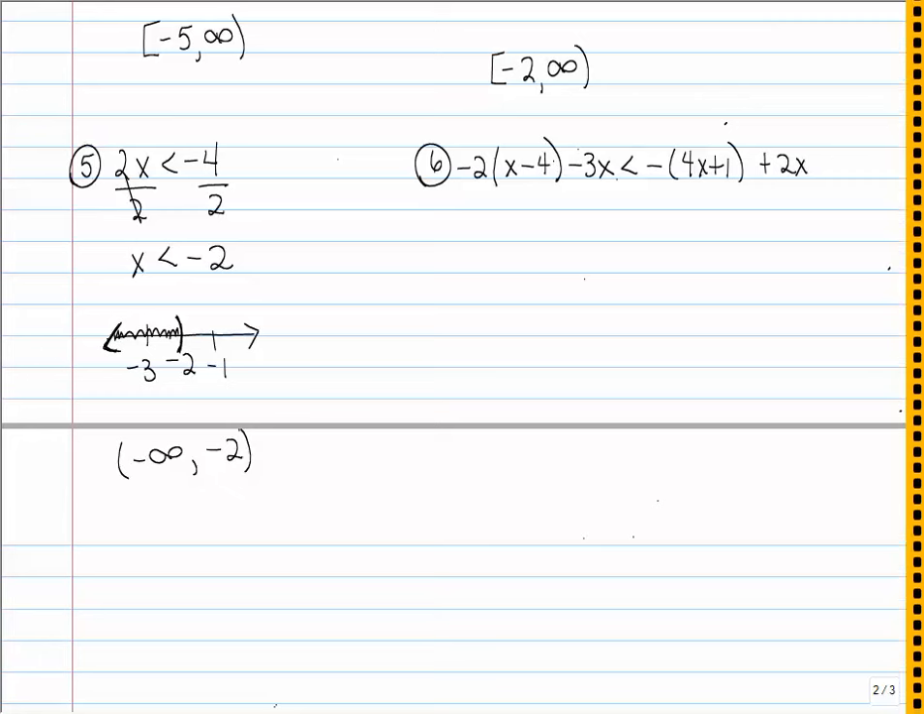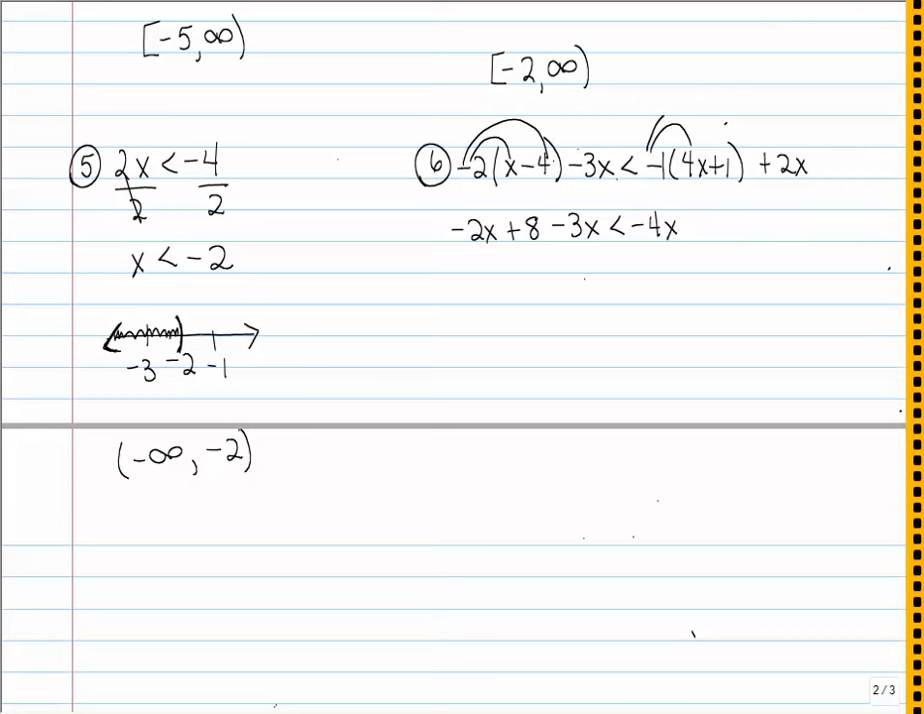You'll do your distributive property first. So multiply negative 2 times x, and that's negative 2x. Multiply negative 2 times negative 4, and that's plus 8. Bring down your minus 3x. Bring down your less than sign. Now, when you have a negative in front of a parentheses, it's like having a negative 1 that you're multiplying by everything there. So negative 1 times 4x would be negative 4x. And negative 1 times 1 would be minus 1. And bring down your plus 2x.